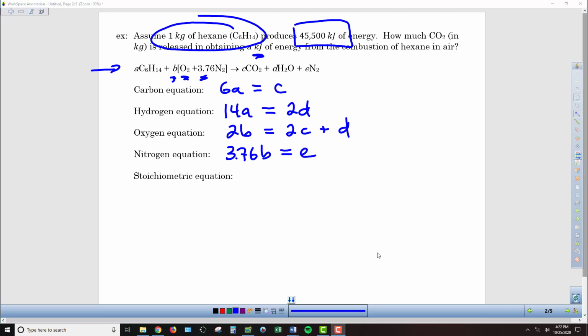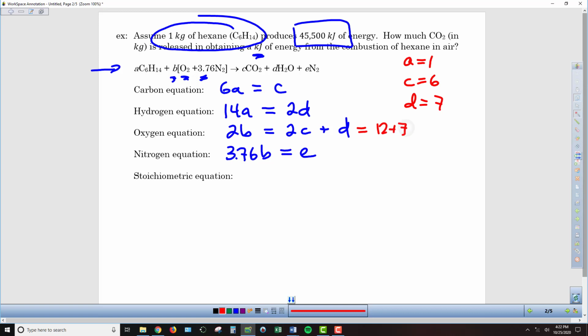So solving that system of equations, we can start with A equals 1, and we're just going to assume a value since we have more variables than equations. So if we say that A equals 1, 6 times 1 equals C, so that means we've got C equals 6. So then if A equals 1, so 14 equals 2D, so that means D equals 7. Then we jump down to the 2B equation, so we've got 2B is equal to 2 times C, so 2 times 6 is 12.